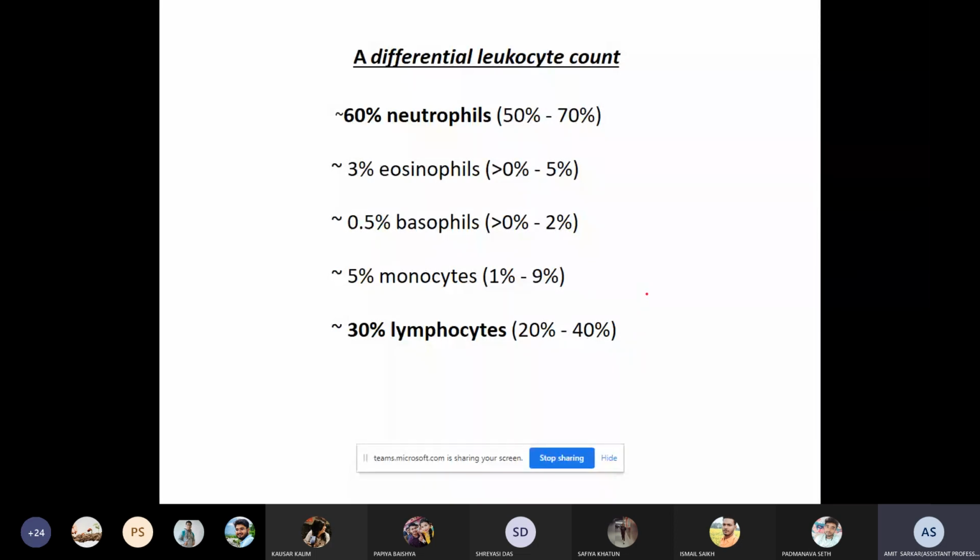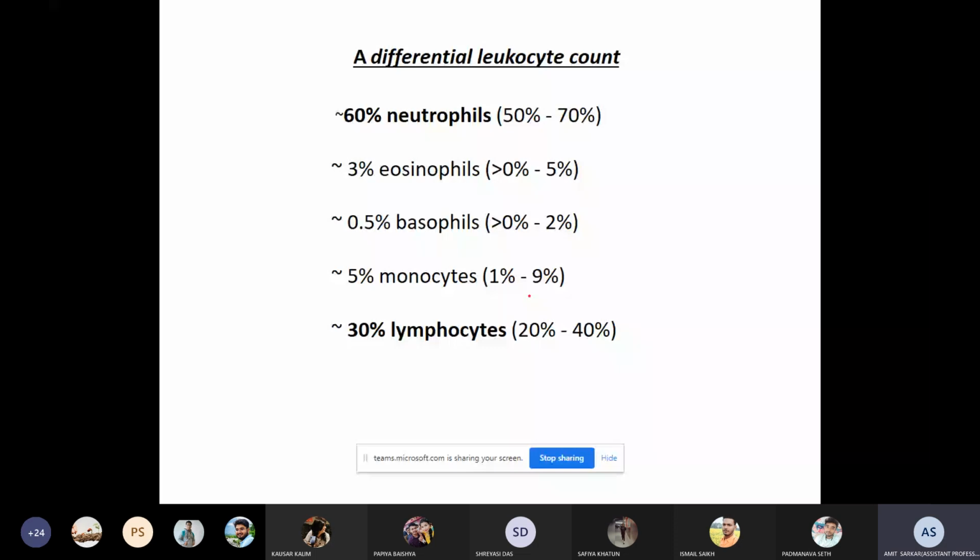For monocyte, it's more or less okay, a 5% average range, but eosinophil and basophils are very low. So sometimes if you look into the blood test result, you might see that eosinophil is 0 and basophil is 0. So you may wonder why you do not have any eosinophil or basophil in your blood. That is not true. There are eosinophil and basophil in your blood, pretty sure.